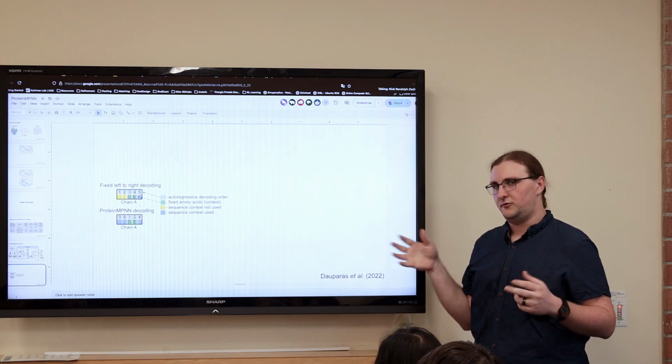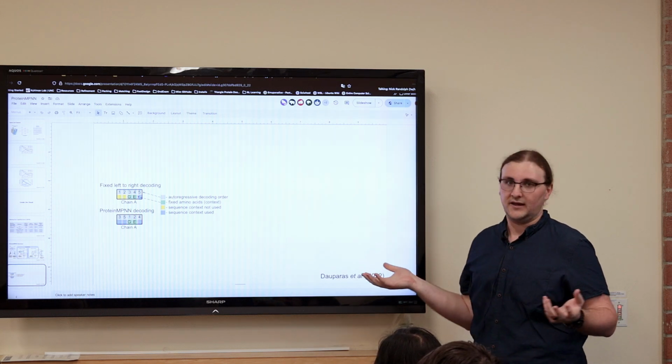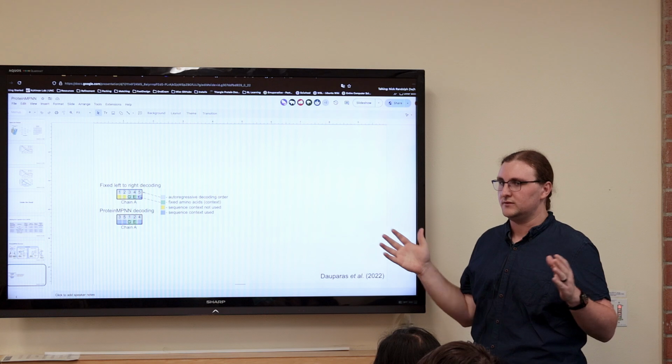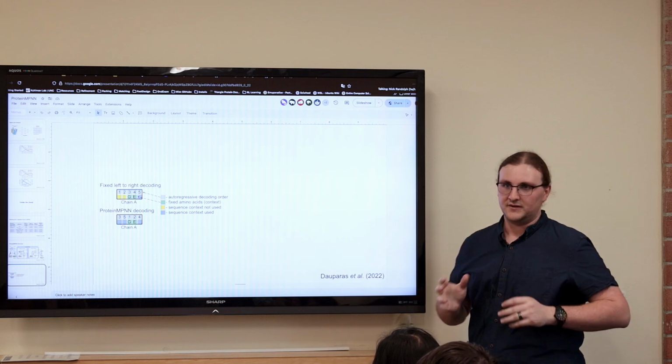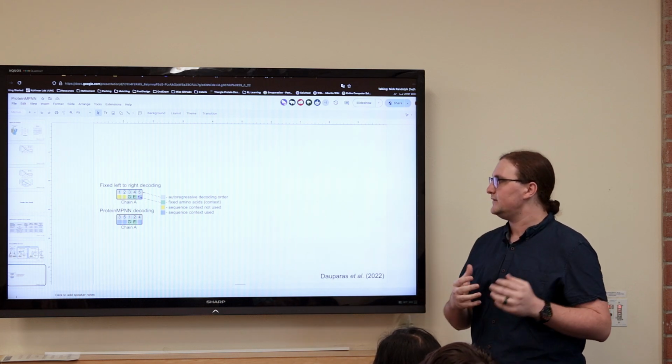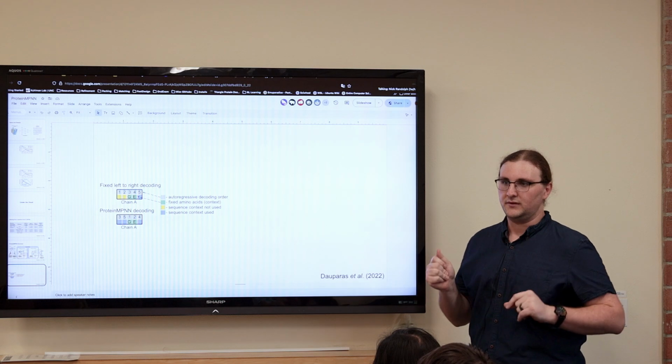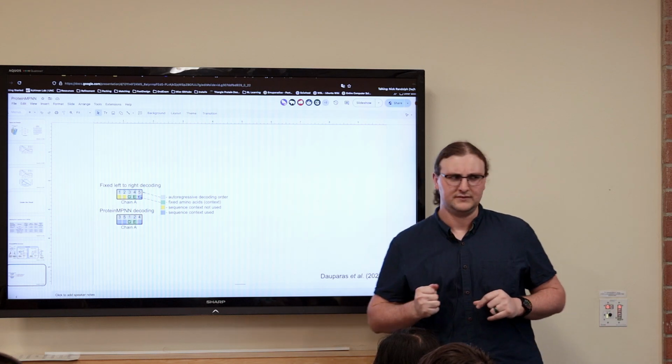This is really useful for more actual protein design, because we're not necessarily designing a sequence N to C. We also may have a region that's fixed, and we want that to influence everything else around it. So this is more useful for protein design.